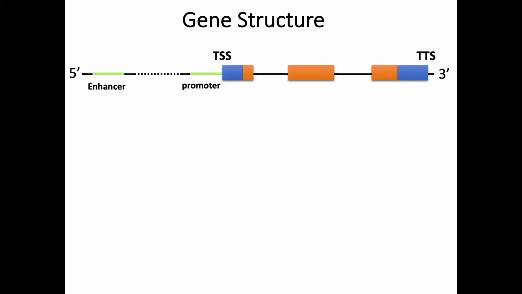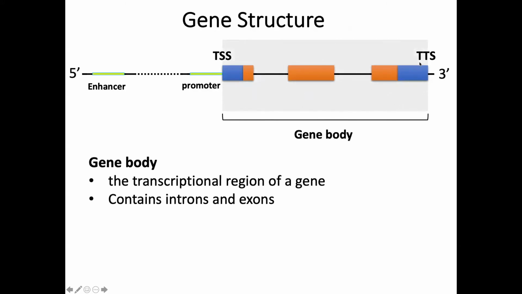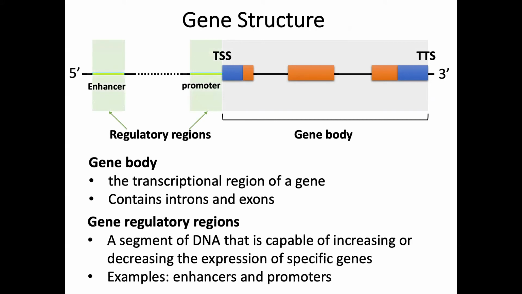So overall, from TSS to TTS, this DNA fragment we call a gene body, all right? So now you can tell that the gene body is the transcriptional region of a gene, and it contains both introns and exons, all right? But in contrast, enhancers and promoters are characterized as regulatory regions, as they are DNA sequences that are capable of increasing or decreasing the expression of specific genes.